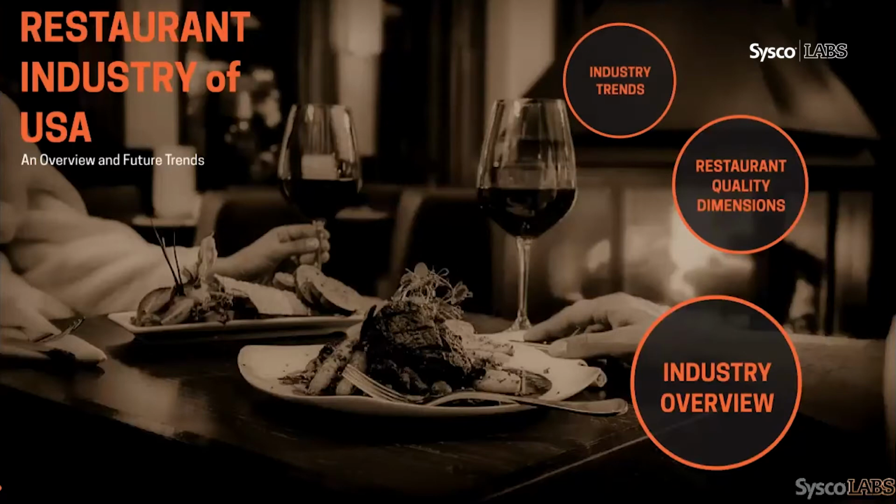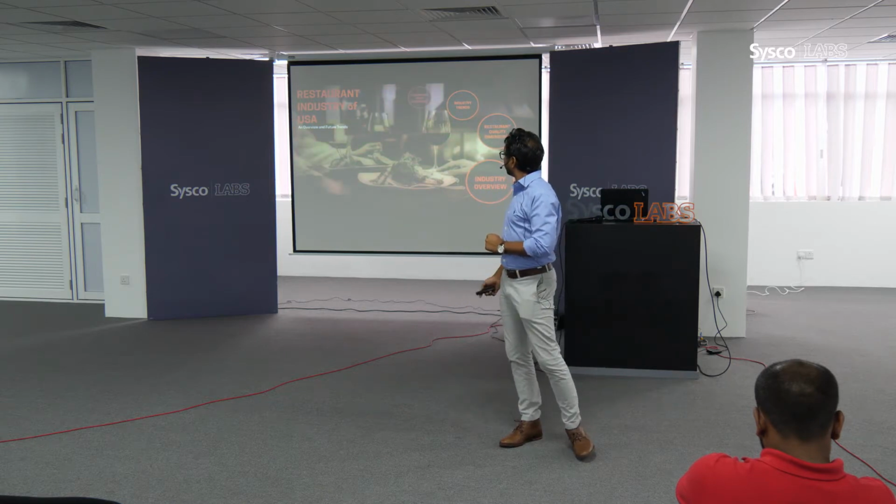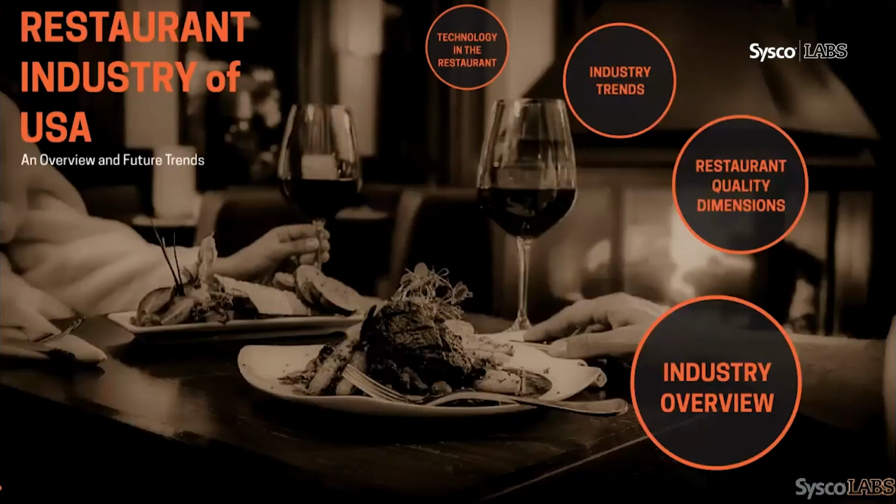A bit of a focus on the industry trends. Now, this is where things get interesting, right? In terms of what's actually happening in the general industry in the US, and trying to put that into perspective in terms of trends. And the last bit, of course, is what is relevant to us in terms of technology: what are the trends or the drivers behind technology adoption in restaurants in the US. So those are the four areas that we're going to focus on.